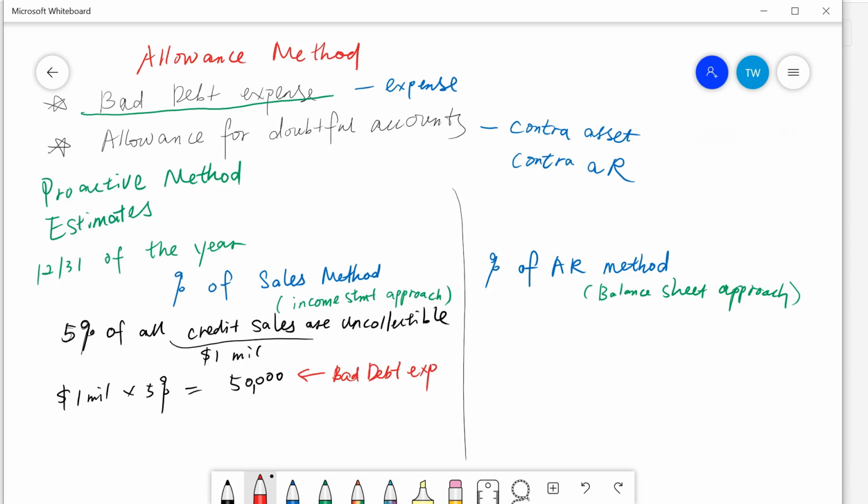So for December 31st, you record a journal entry: bad debt expense, and the other account is allowance for doubtful accounts, 50,000 and 50,000.